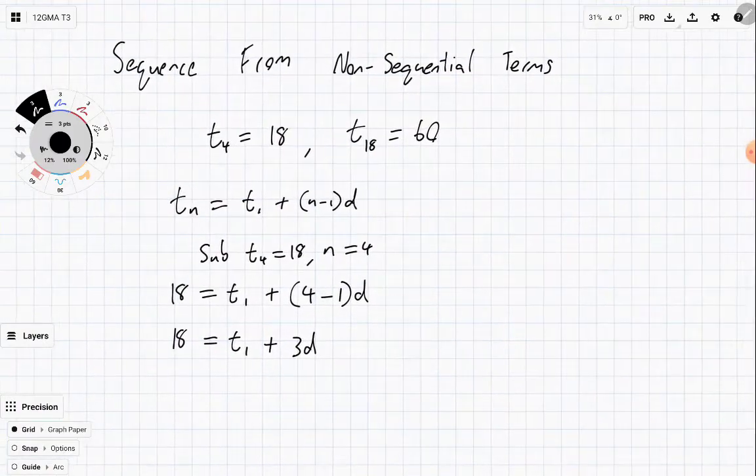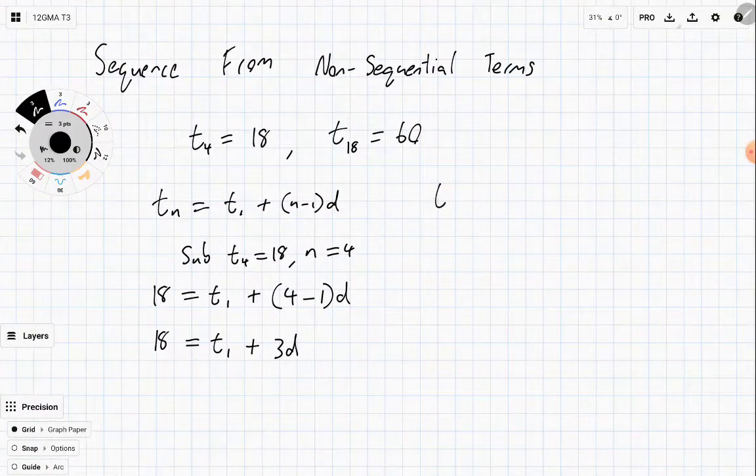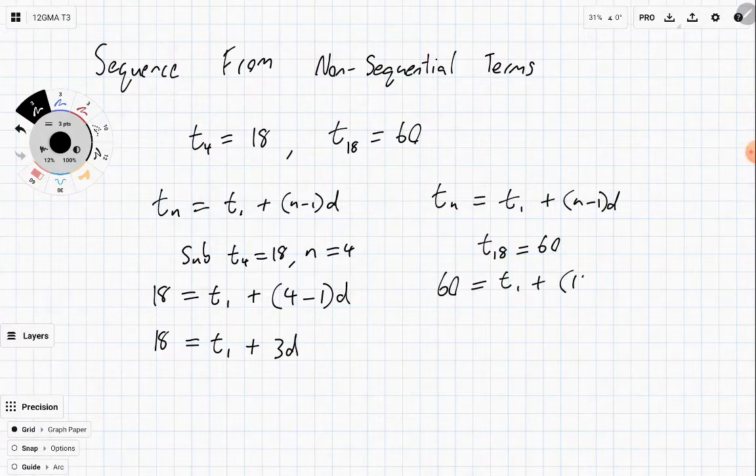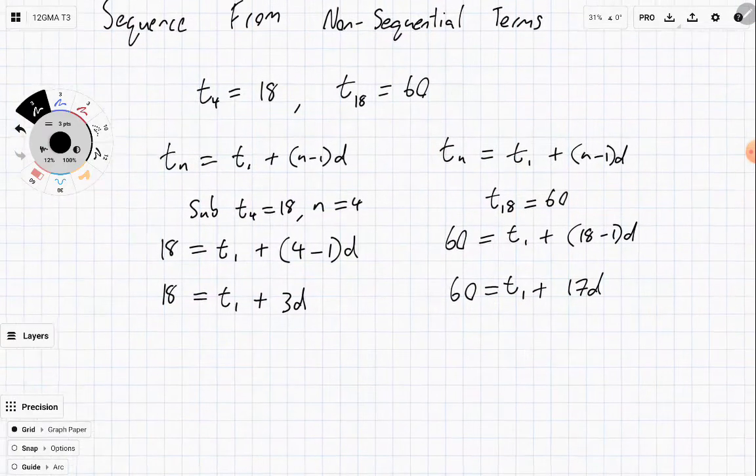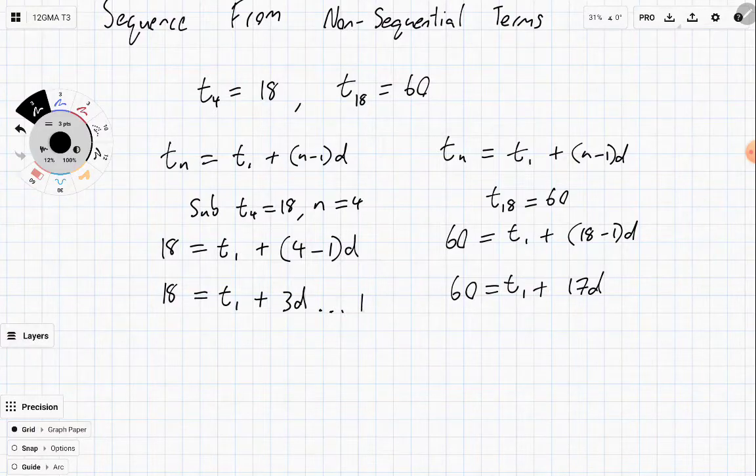Alrighty, let's do the same for the second one, except this time I'm going to speed round it. So Tn equals T1 plus (n minus 1)d. We know that T18 equals 60. 60 goes on the left-hand side. T1 plus 18 minus 1 d, which simplifies to becoming 60 equals T1 plus 17d. Alrighty? So literally the same process we just did on the left one, I've just done it on the right one as well. Okay? Now we have two equations, 1, 2, and we're going to be solving for it.